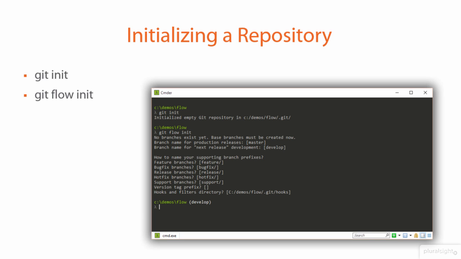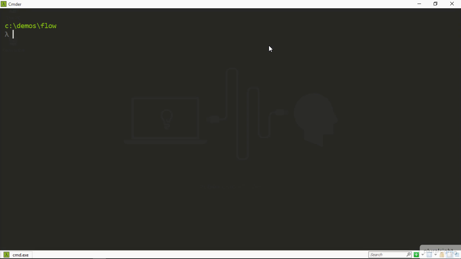So once we have GitFlow installed, we now need to initialize our repository to use GitFlow. To do that, we do the normal git init command, but then we have to initialize GitFlow as well. So you do a GitFlow init command as well. So let's go and do that now.